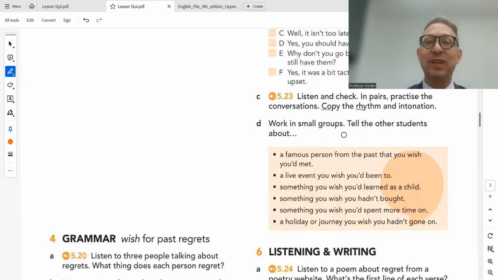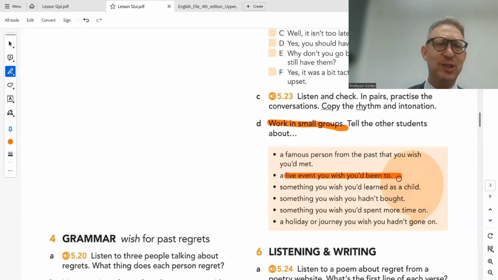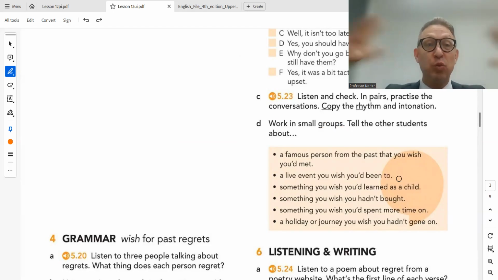And finally, this is small group work where you can work with a partner, a famous person. Tell other students about a famous person from the past you wish you'd met. I wish I had met whom? A live event you wish you'd been to. I wish I had gone to this concert when they were still performing. I wish I had heard Mozart perform live in Austria, in Vienna. Okay, you can let your imagination run wild. Run wild means be very open and free about your ideas.